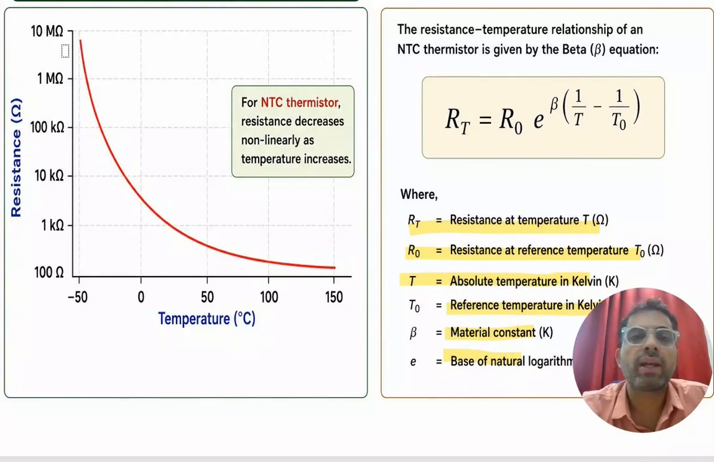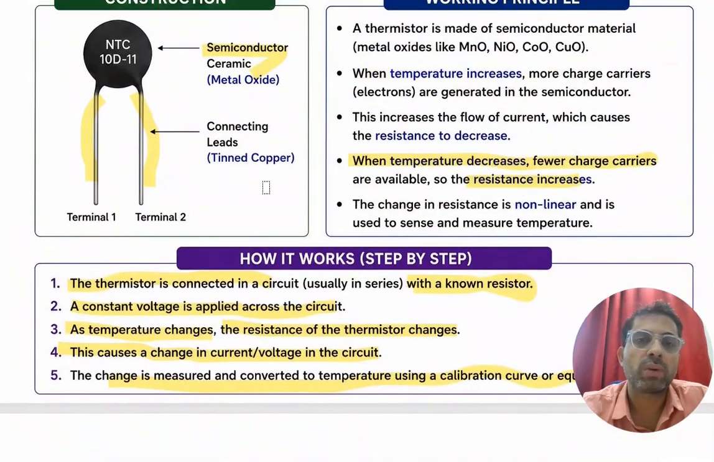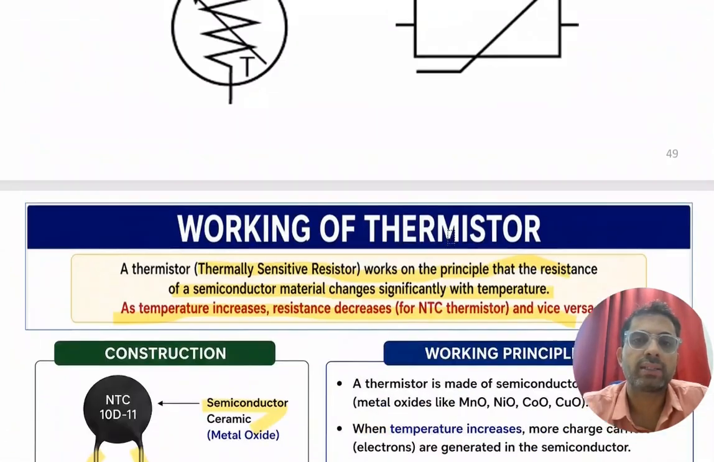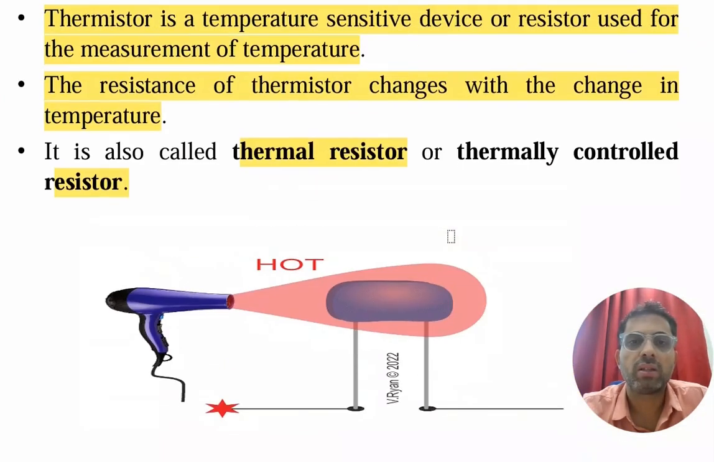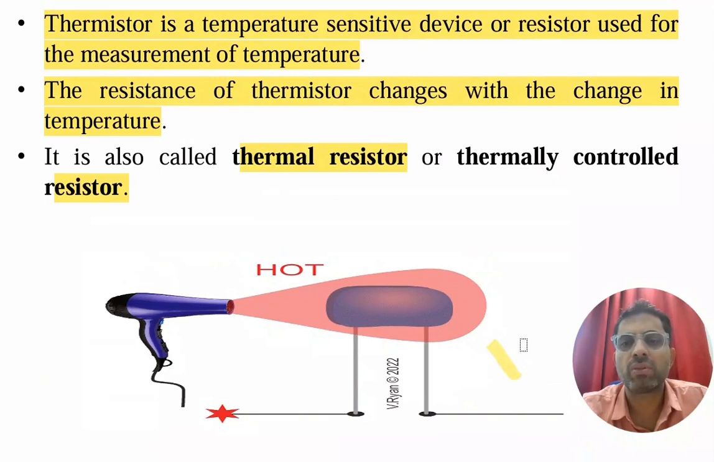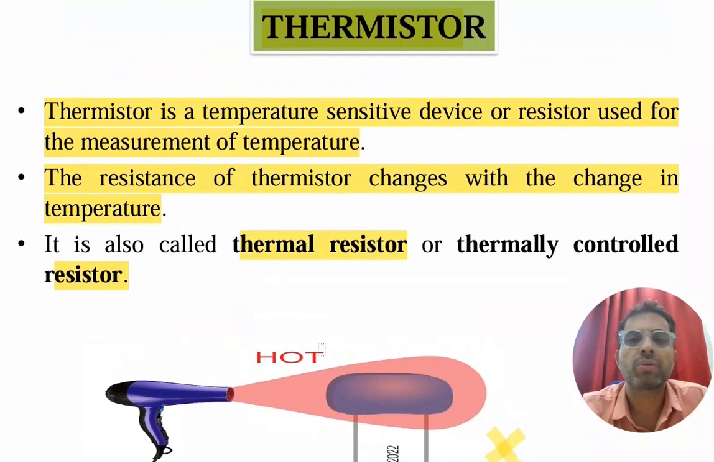And this, as I have already told you, is a negative temperature coefficient graph. So what is the meaning of negative? As the temperature increases, the value of resistance decreases. So this graph is also important for the examination, along with this equation, this working, this diagram, and this definition. This diagram is just for understanding purposes, no need to draw it in the examination.